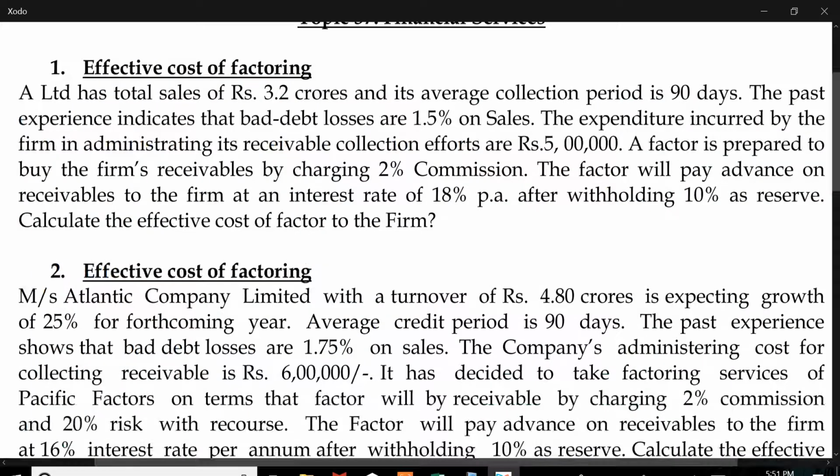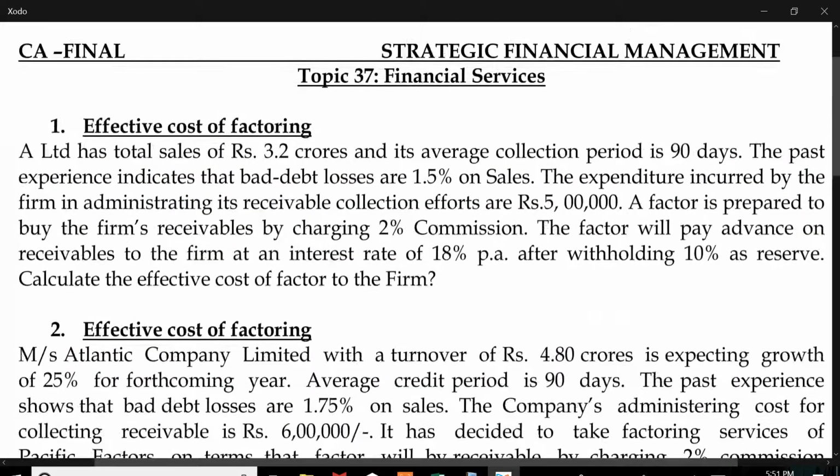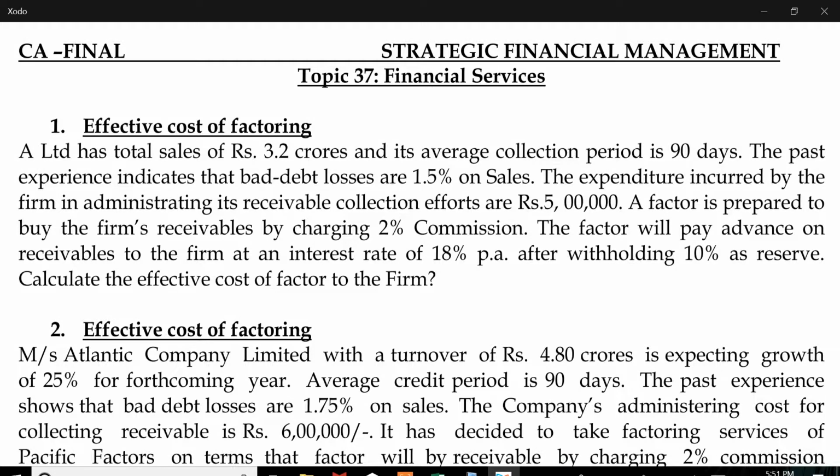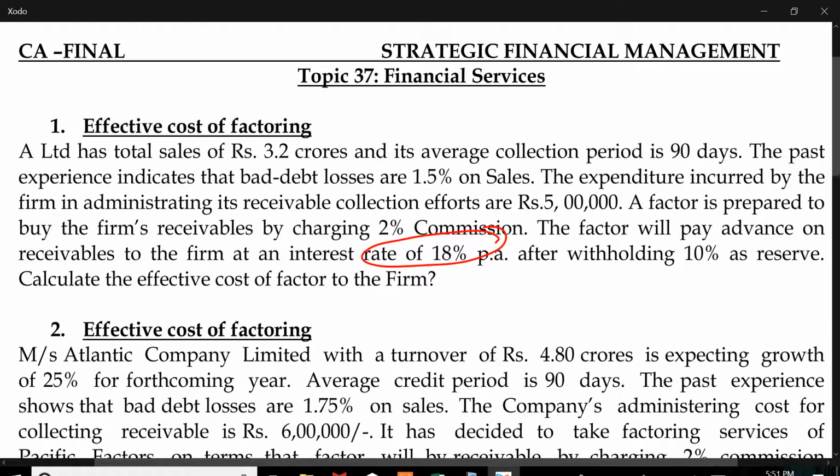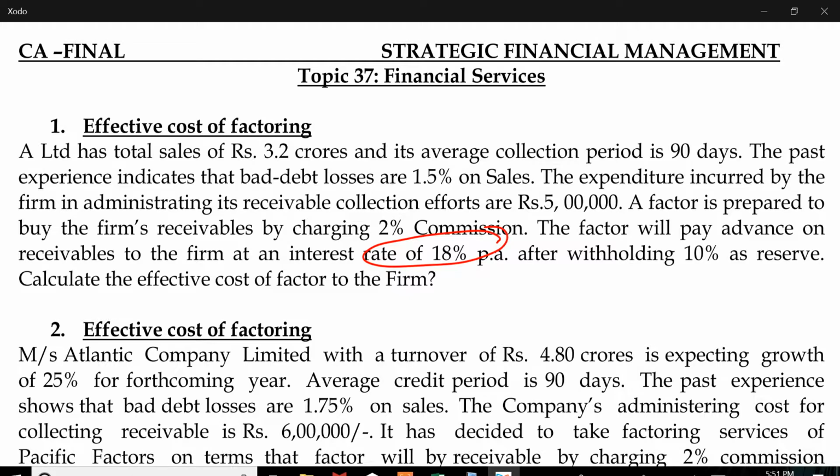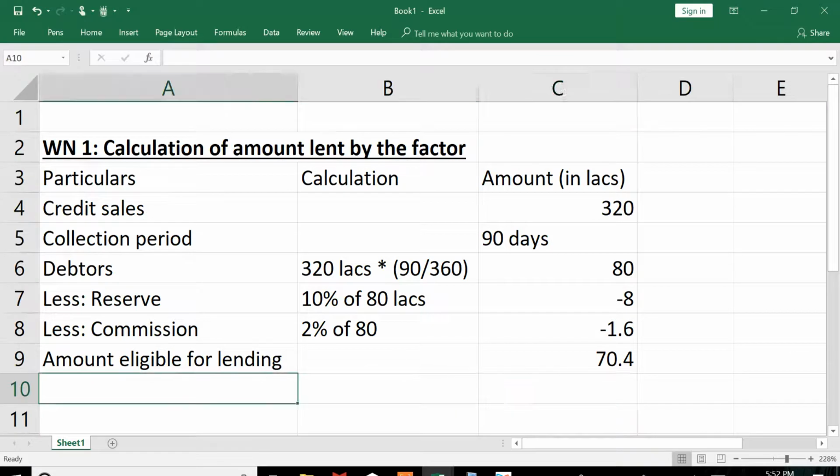Now after the eligible amount of 70.4 lakhs, what is going to happen is, you are going to deduct something called interest. That is also deducted and then only you give the amount. You do not even give 70.4 lakhs, you end up deducting this also. So less interest.